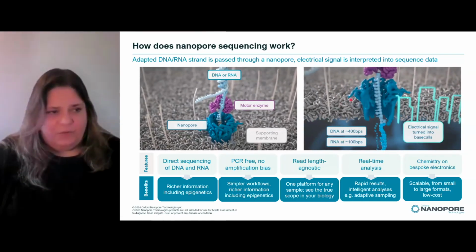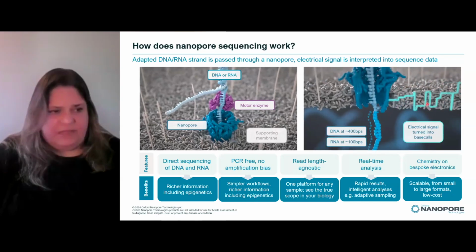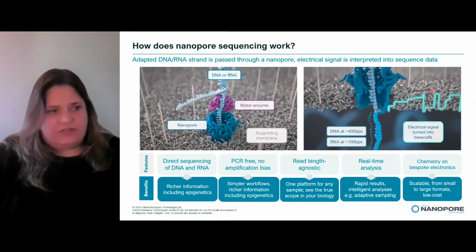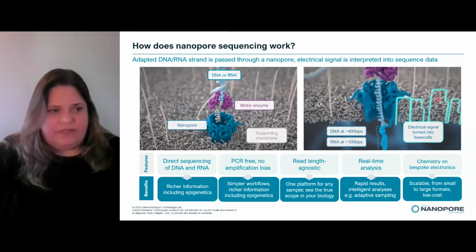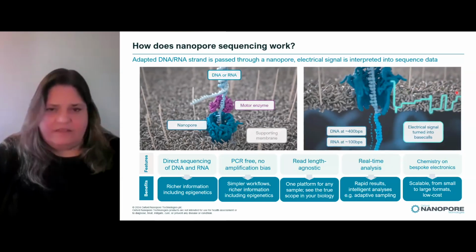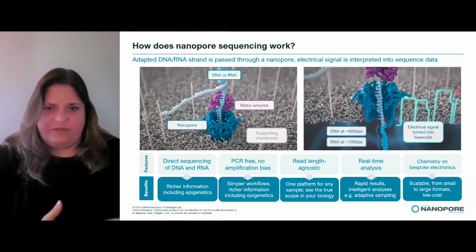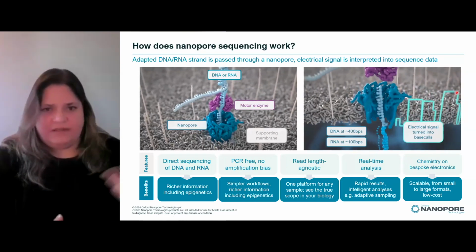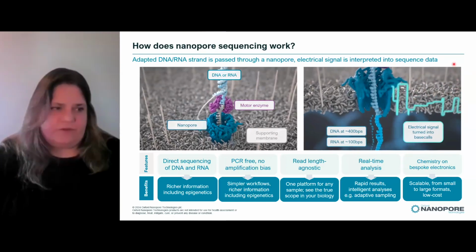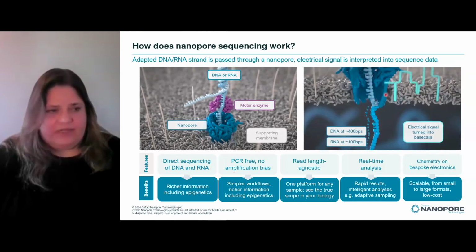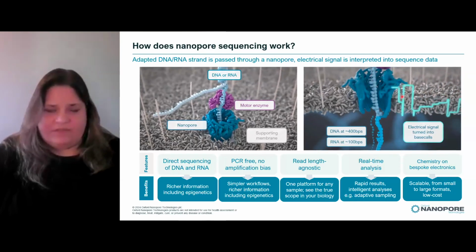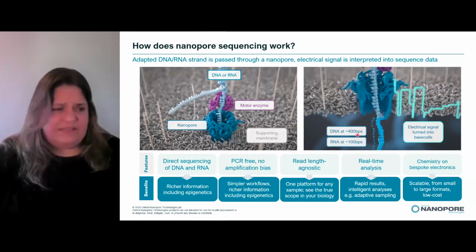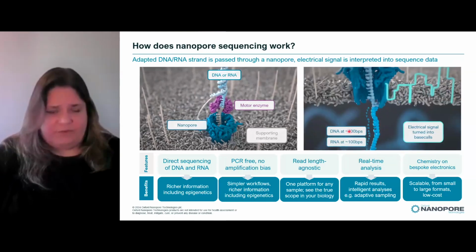Because of that, the ionic current gets blocked at specific characteristic base resolutions. So you can look at what the current blockage is and then extrapolate backwards and use that to base call, because we know the sequences we put in, and then we can train the models to figure out what it is that's in the pore at any given time, and then we use that to train the base caller. So if we're looking at something like DNA, these motor proteins will function at 400 bases a second.